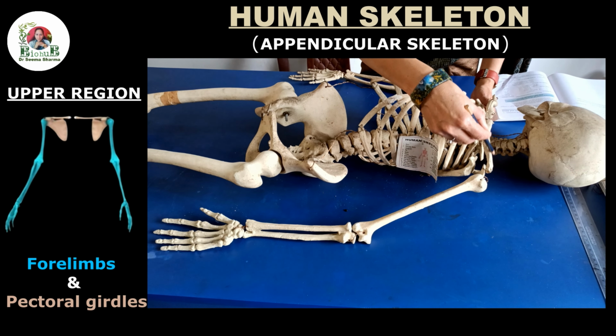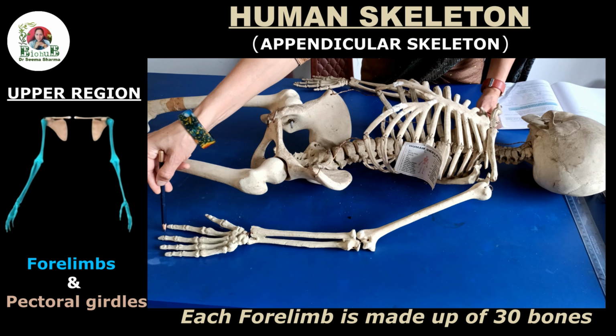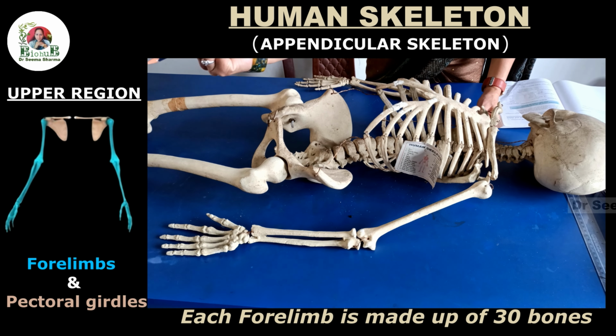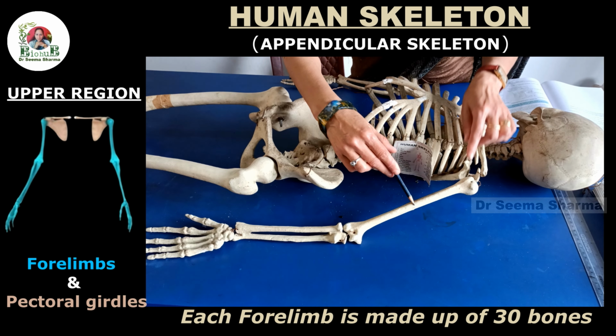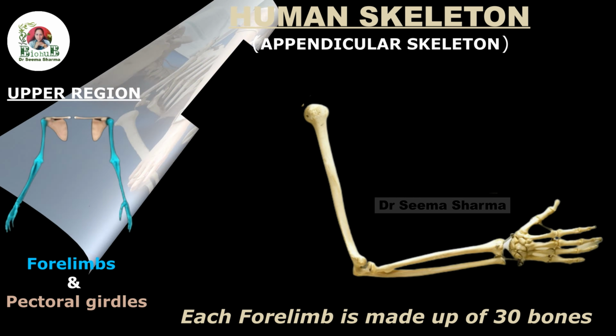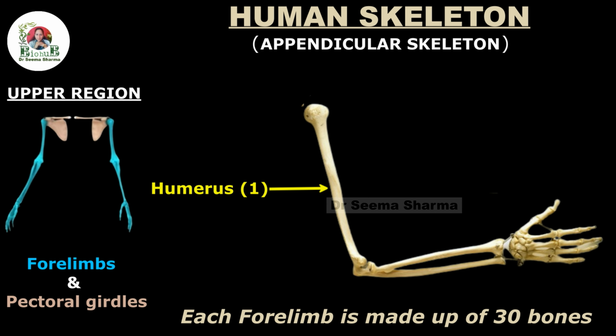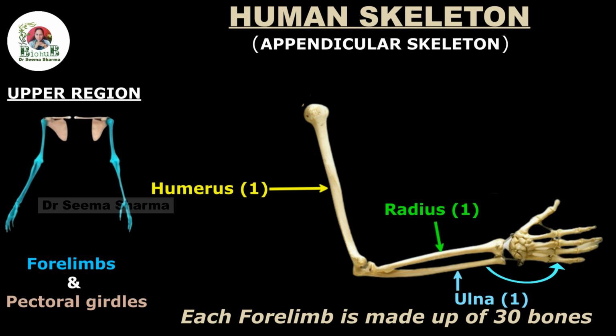First, forelimbs. Human beings have 2 forelimbs and these are also referred to as arms. The upper part of each forelimb has one thick long bone called humerus, while lower part of forelimb is supported by 2 bones, radius and ulna. Radius is thicker and placed towards the thumb side of our hand, whereas ulna is comparatively thinner and is towards the little finger side of our hand.